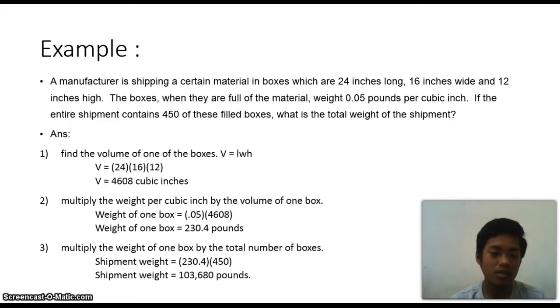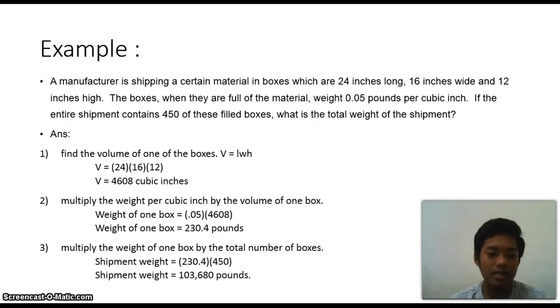And these are the 3 steps to find the answer. The first step is to find the volume of one box. The volume is equal to L times W times H. V is equal to 24 times 16 times 12. And the total volume of one of the boxes is 4,608 cubic inches.